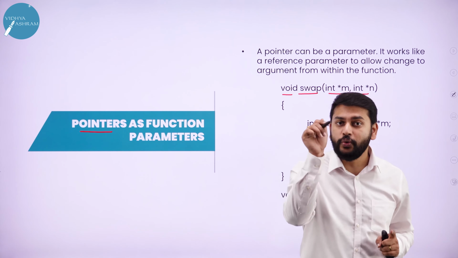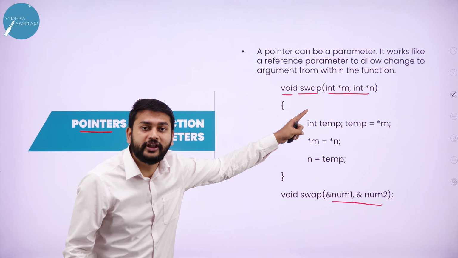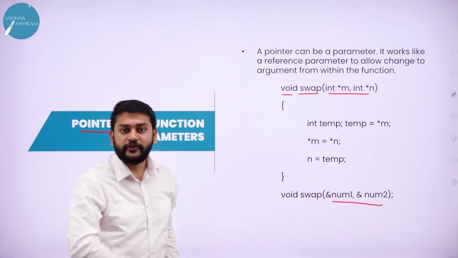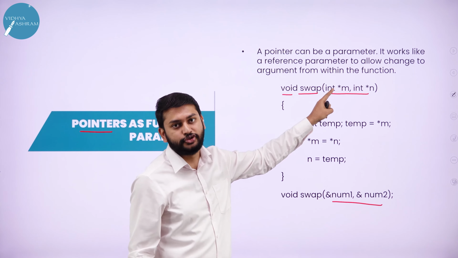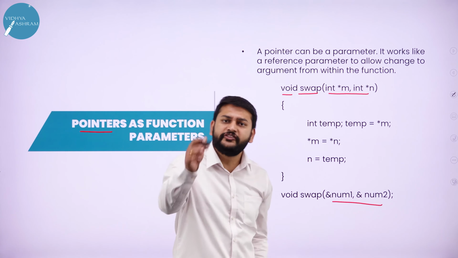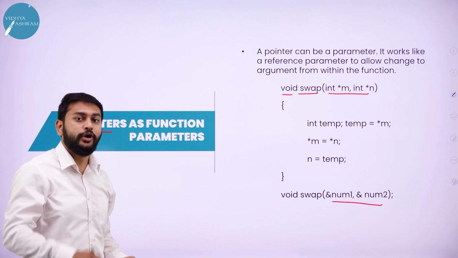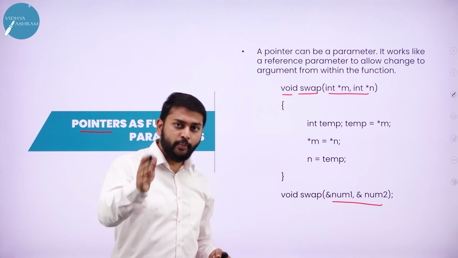Now you have to think, what type of variable is this? What is the symbol that I have used here? Asterisk. If I use an asterisk, you should treat this as a pointer. If it is a pointer, please remember, what is the pointer holding? The pointer is holding the address of the variable.